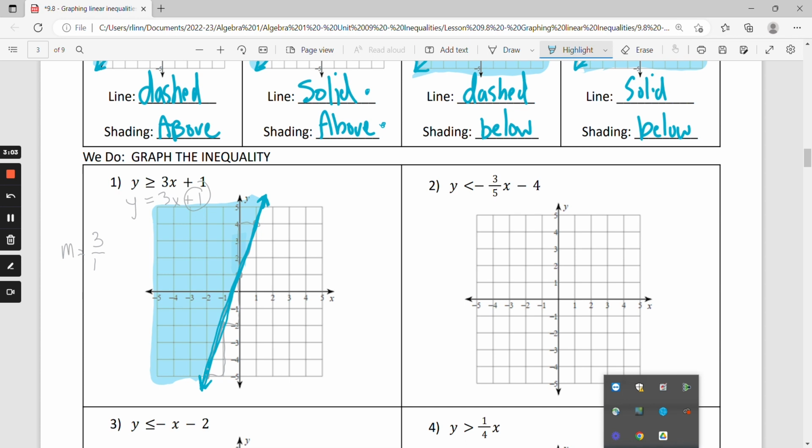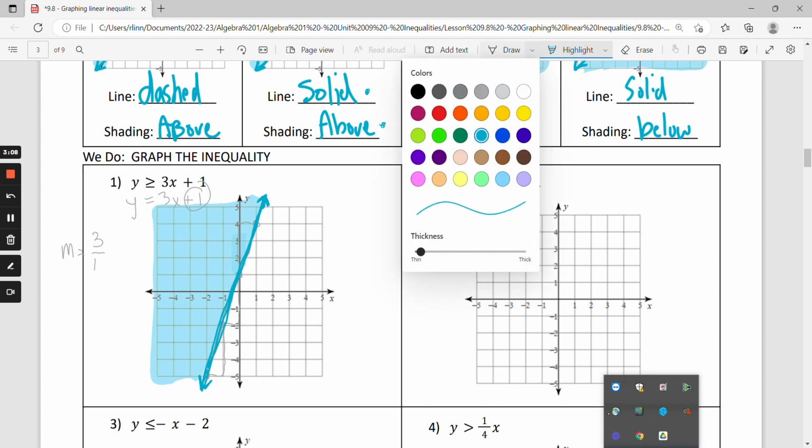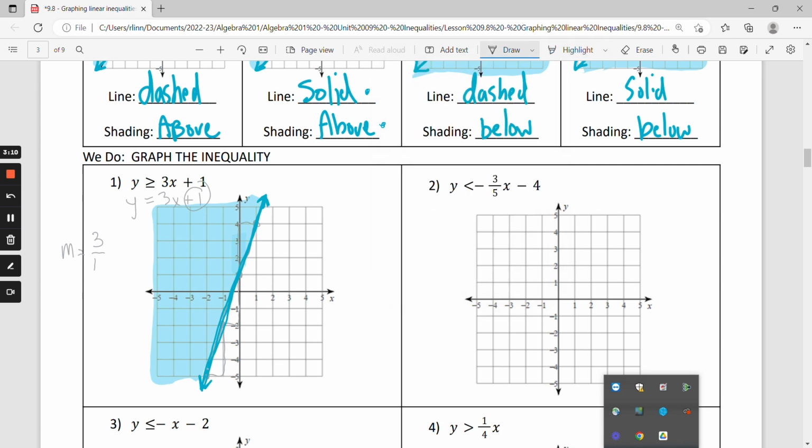Now let's go ahead and graph number 2 together, and then you can do 3 and 4 on your own. We'll once again start by graphing our line. So we're going to write our inequality as though it is an equation: y equals negative 3/5 x minus 4. To graph this equation, we're first going to start with our y-intercept at negative 4. Now we're going to use our slope, which is equal to negative 3 over 5.